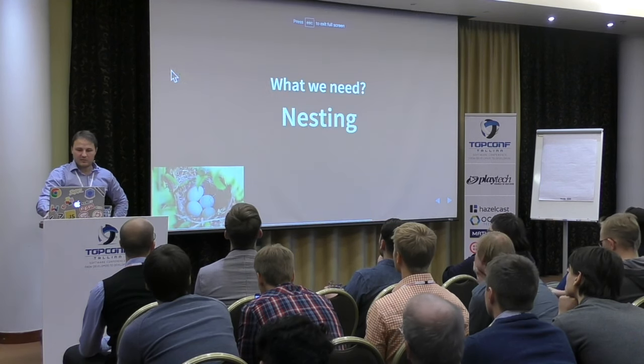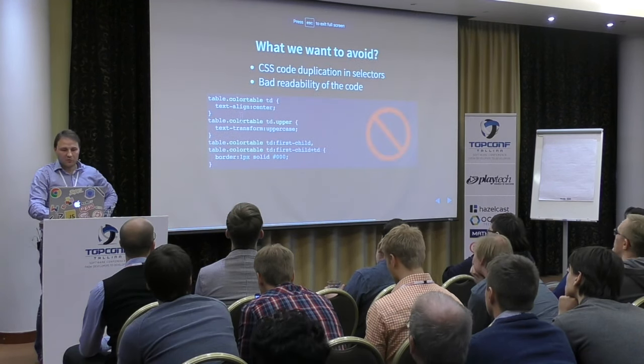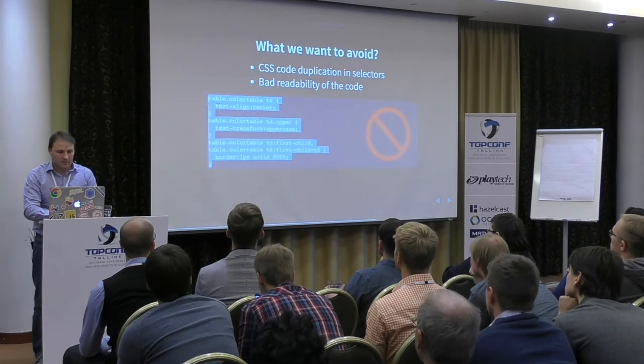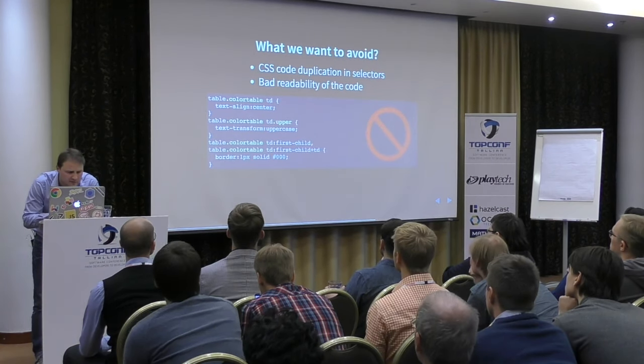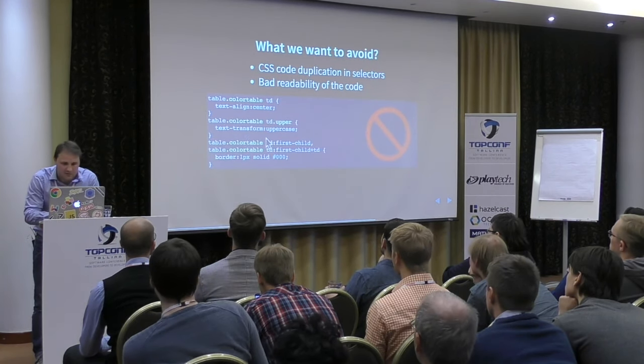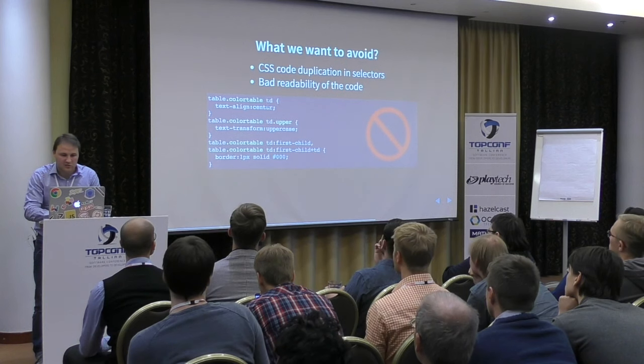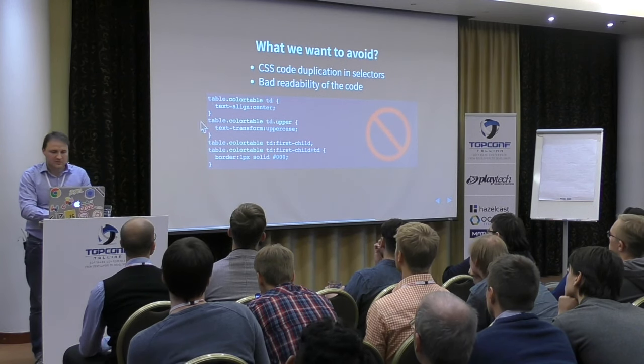Mixins are there, variables are there. Nesting. What about nesting? Again, what do we want to avoid? Here, try to read this code. What I can see: color table, color table. Oh my God, what is going on? I don't understand. So, code duplication, once. Bad readability, I don't understand what is going on.